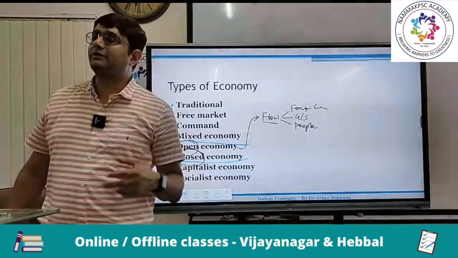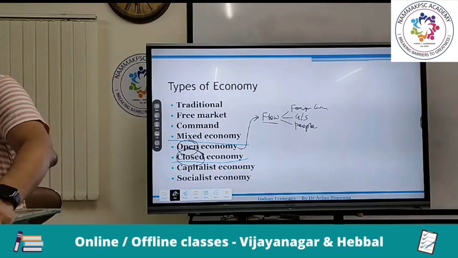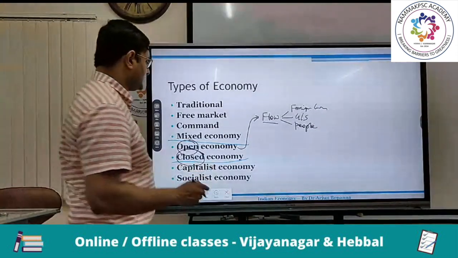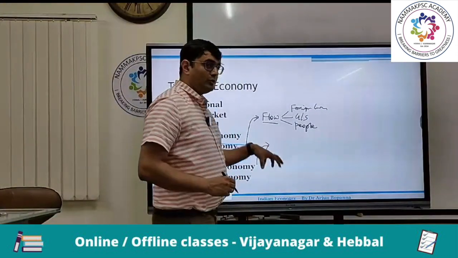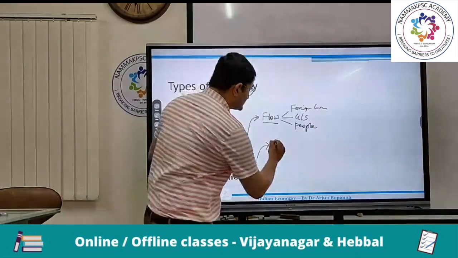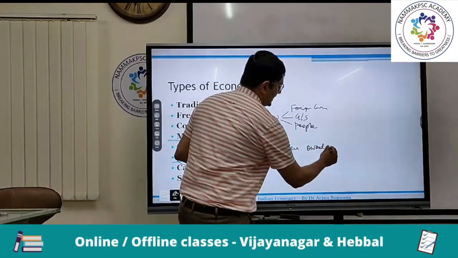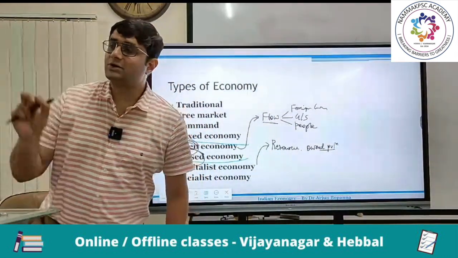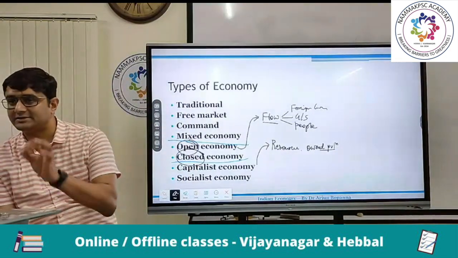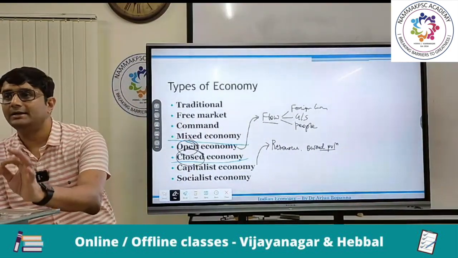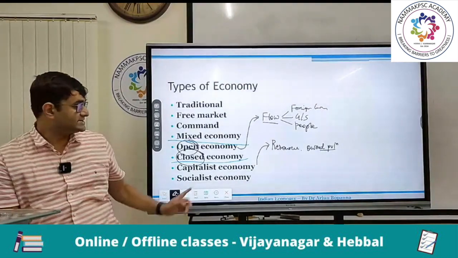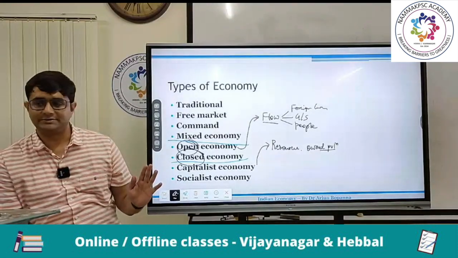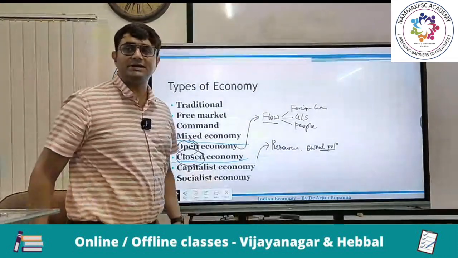The last way of classifying the economies of the world is capitalist and socialist economy. When we say capitalist economy, the modes of production, distribution, and consumption, or rather the resources, are owned by private. Ownership is private. That is called a capitalist economy, when the resources are owned by private. Whereas in a socialist economy, the national resources are owned by the government, the public. All of you understood? So capitalist and socialist.